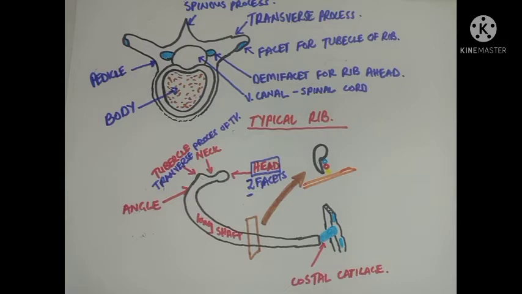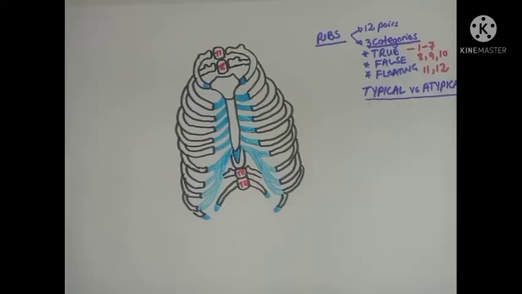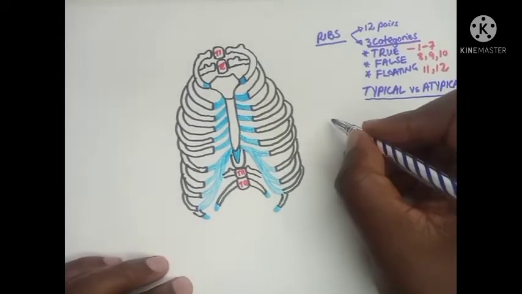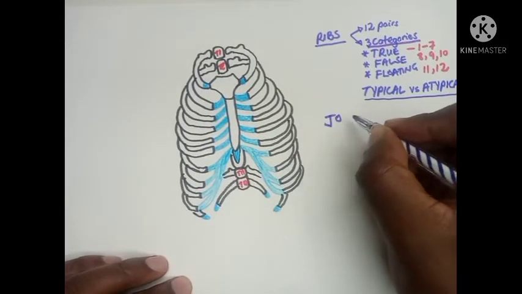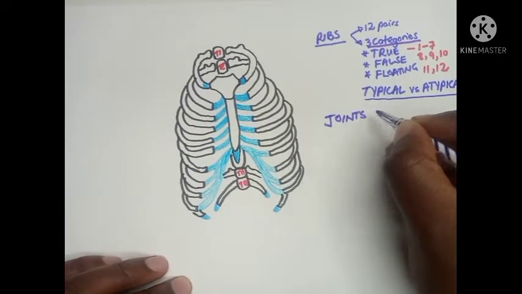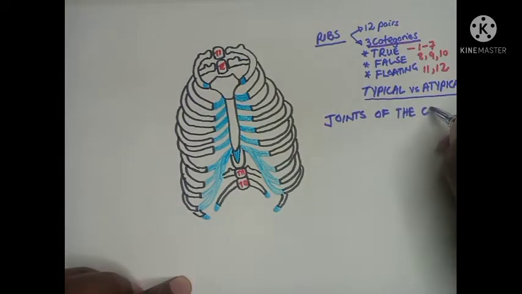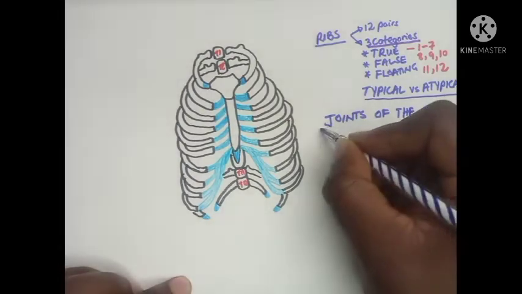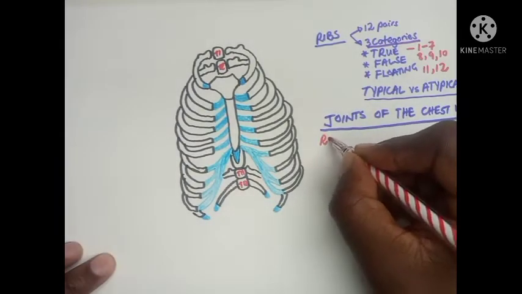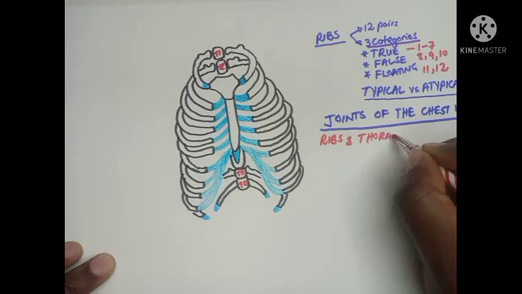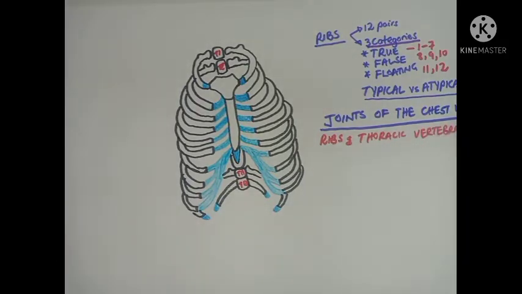So now that we have discussed the structure of a typical rib, we won't be discussing atypical ribs, simply because of the debate amongst authors on which ribs qualify to be atypical ones. So we'll move on to the joints of the thoracic wall. We'll start off by looking at the joints between the ribs and the thoracic vertebra.